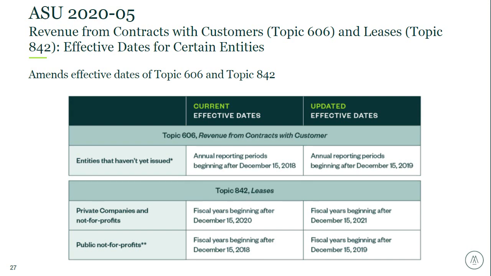And so hopefully that's a little bit of a stay of execution, and working through that. The new lease standard is an onerous one to implement depending on the number of contracts and leases that you have. So there is some good news that came out of 2020 here.